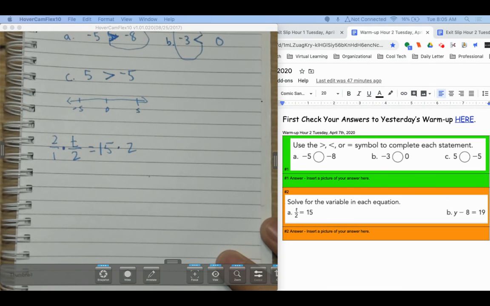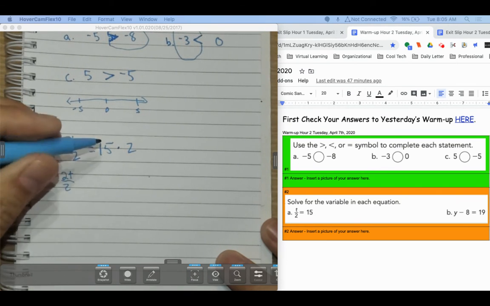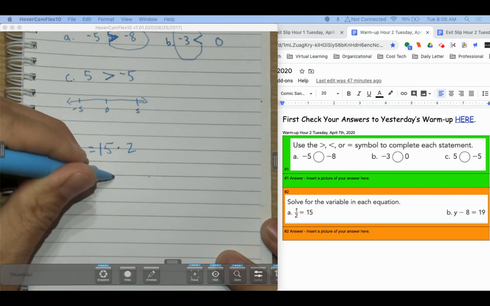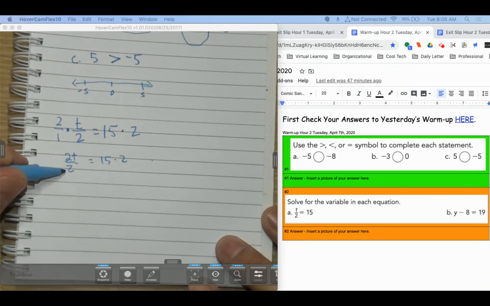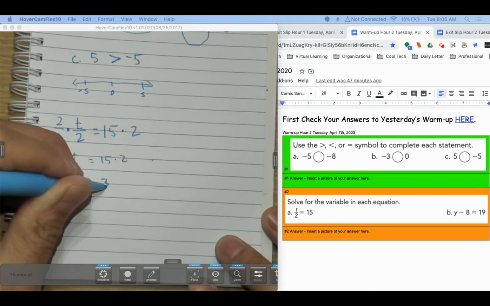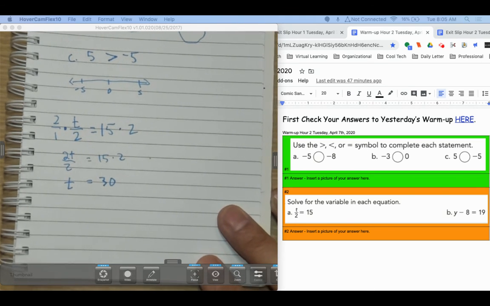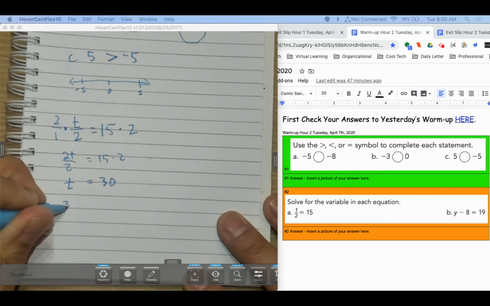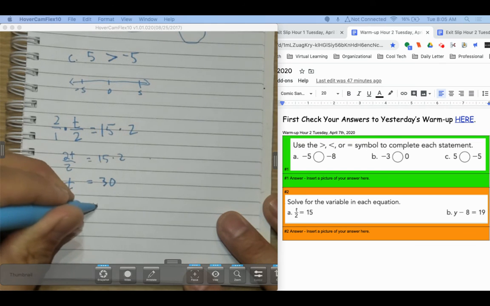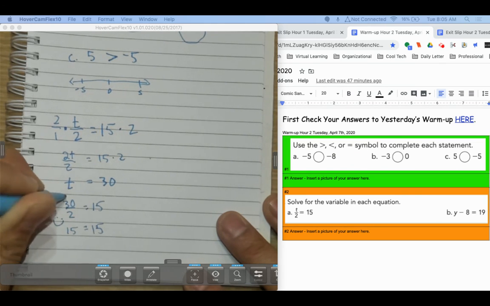On the left side, it would look like this. It would be 2 times t over 2, and this would be 15 times 2. 2 over 2, or 2 divided by 2 is 1, or just the t. 15 times 2 is going to be 30. Okay. That should be my correct answer. I can put it into my problem again. 30 divided by 2 equals 15. 15 equals 15. That's a true statement. So I am a happy camper that I checked my work.